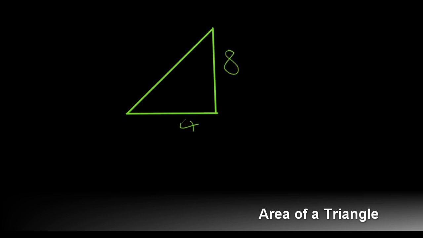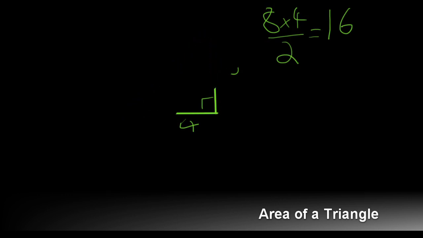So if I have a right angle triangle such as this one here, and I asked you to find its area if this side here was 8 and this side here was 4, then you'd say that the area is 8 times 4 divided by 2, which is 16, and that would be correct. However, that only works for right angle triangles.